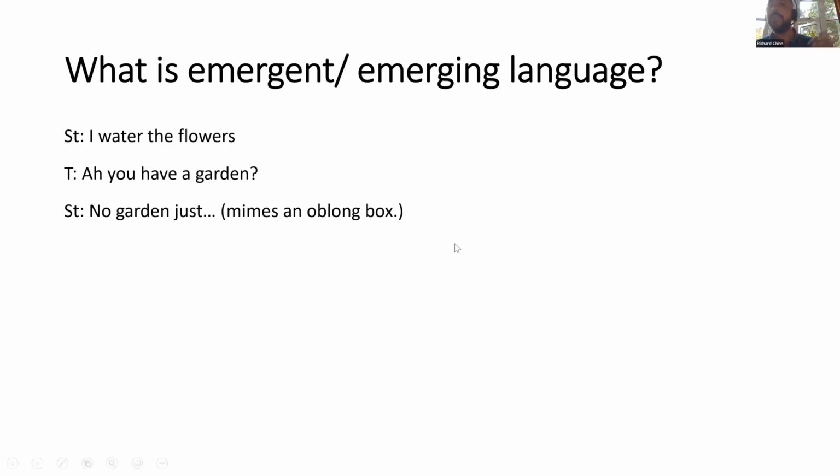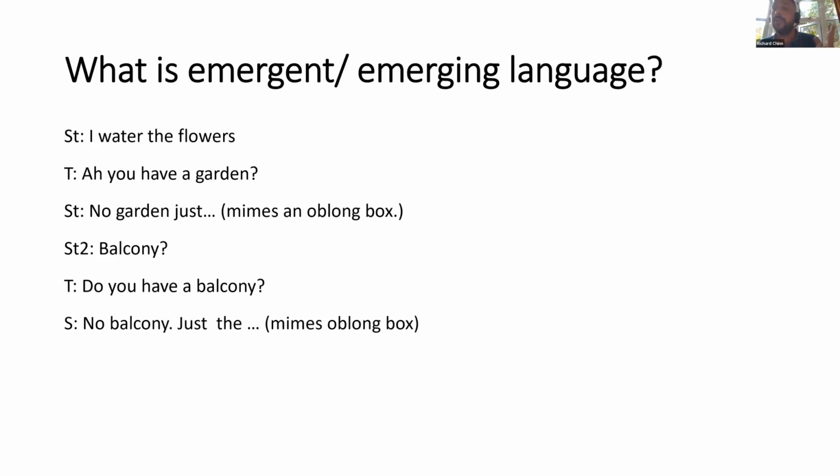Following this, one of the other students jumped in to try and help the student. Balcony. The teacher picked up on this and reformulated this and said, do you have a balcony? And the student, still confused, said, no balcony, just what do you think he was trying to say? Any ideas? Like a window box. Basically, window box, right?